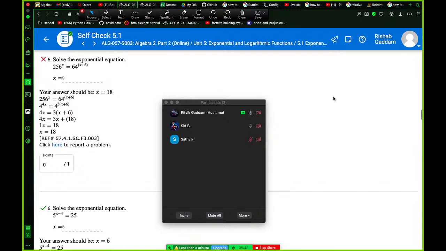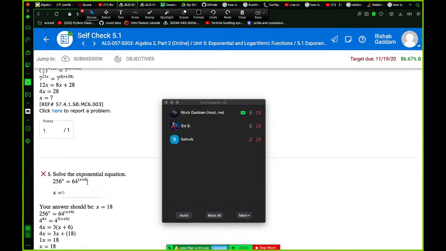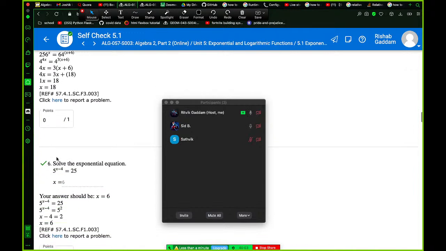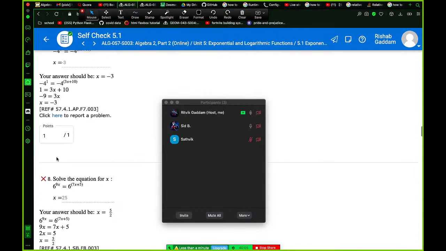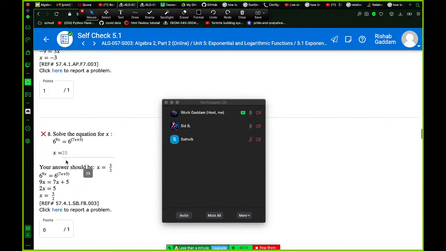Okay, so number 5 is wrong for some reason. What was the right answer for it? Oh wait, right answer 18. How was it 18 though? I don't know. It says 4x is equal to 3 times x. Someone must have done something wrong. So we got this one wrong also. So we got 25 for that one.